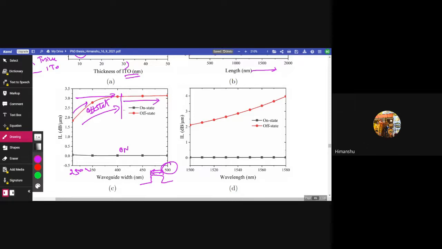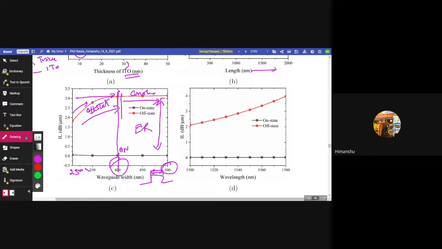but after reaching 400 nanometer it almost remains constant till 500 nanometer. Here we have chosen 400 nanometer as the waveguide width because at 400 nanometer we are getting maximum absorption at off state. Therefore, we will get a maximum value of ER. So the higher the difference between the off-state and on-state, the higher the value of ER, that is the extinction ratio, we will get. That's why we have chosen 400 nanometer as the waveguide width for our device.